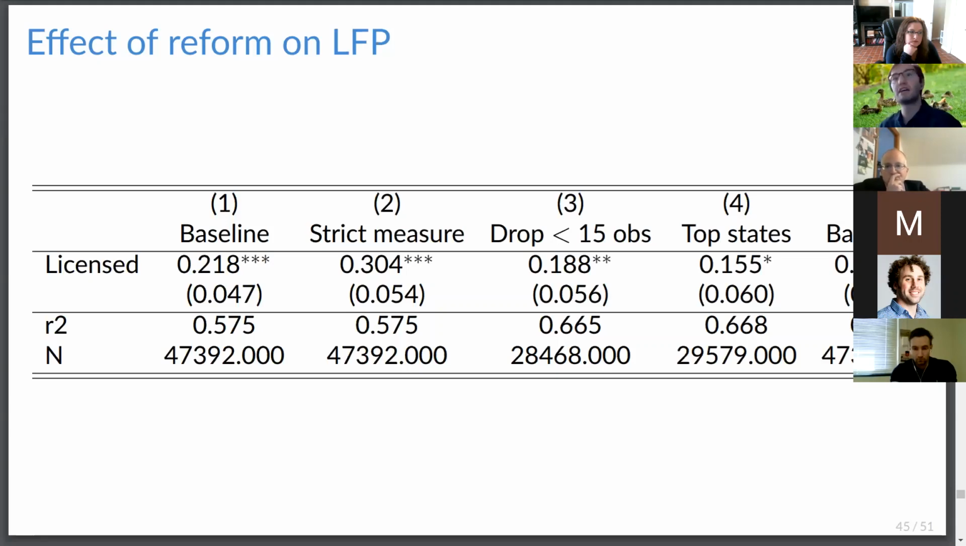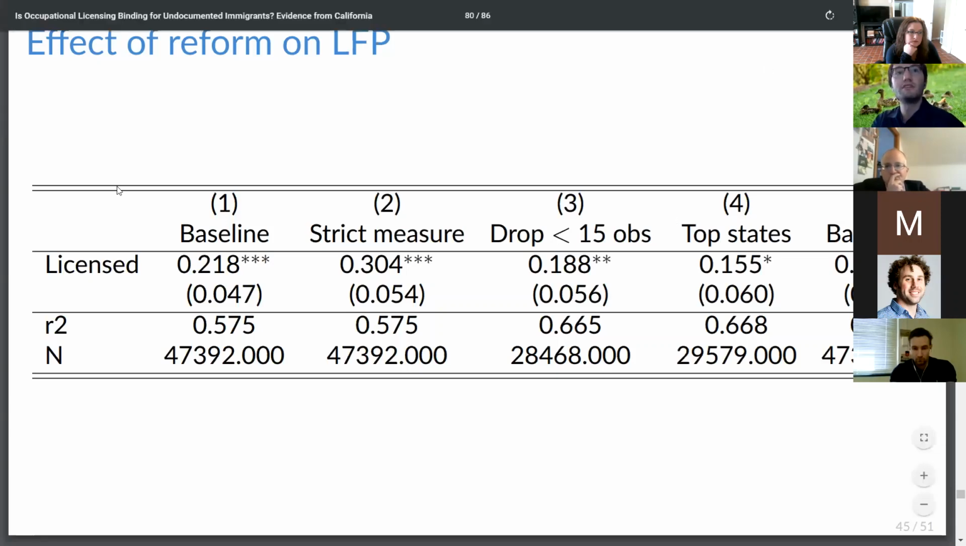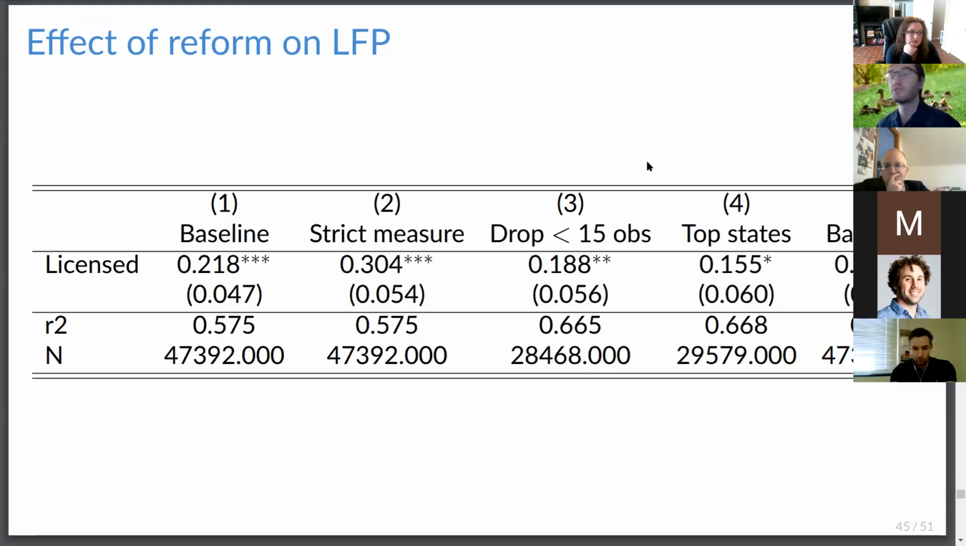Across these specifications, there's a pretty consistent effect of between 15 and 30%. So there's a lot of variance, but they're all fairly large. And the key thing here is that they aren't quite as large as they first appear, because remember, I'm identifying these estimates using variation within an occupation cell, right? Both 0% licensed and 100% licensed are very rare in this data.